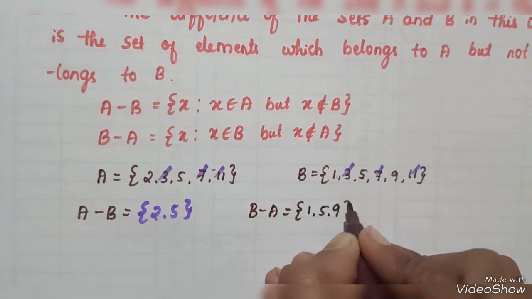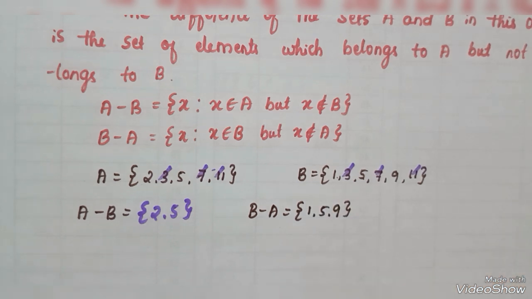1, 5, 9. This is called difference. A minus B, B minus A. This is called B minus A. A minus B and B minus A.